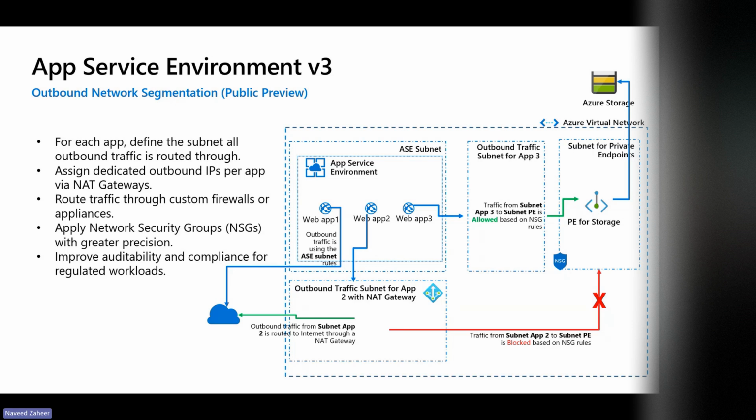And as you can see across the diagram below, traffic from subnet app2 to subnet PE is blocked based on the NSG rule, and we will look at the demo as well. So that's some of the examples of how you can take advantage of this outbound network segmentation to control outbound traffic from ASE apps. Any questions?